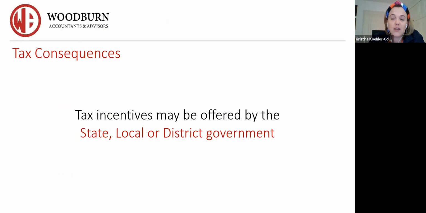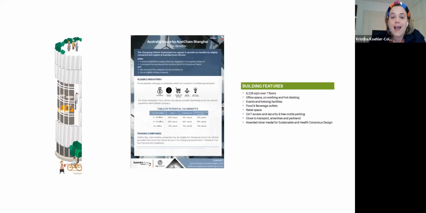It's a district in central Shanghai. And this building, i.e. floors 1 to 5, have been given by the Chunning District Government and Tax Bureau preferential tax benefits if you are in a certain industry, where you get benefits on VAT, corporate income tax, and individual income tax.